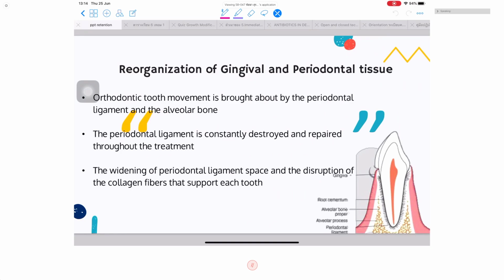Okay, first one, reorganization of gingival and periodontal tissue. Orthodontic tooth movement is brought about by the periodontal ligaments and the alveolar bone. The periodontal ligament is constantly destroyed and repaired throughout the treatment. The widening of the periodontal ligament space and the disruption of the collagen fibers that support it too.